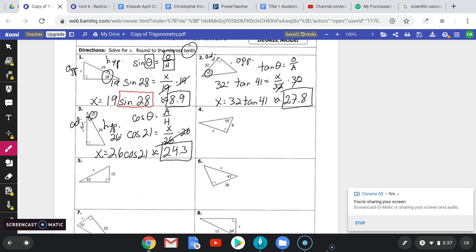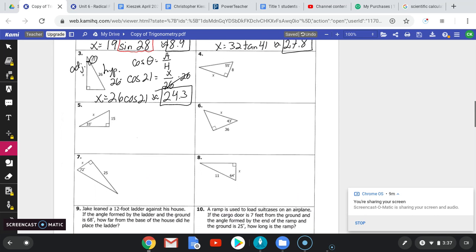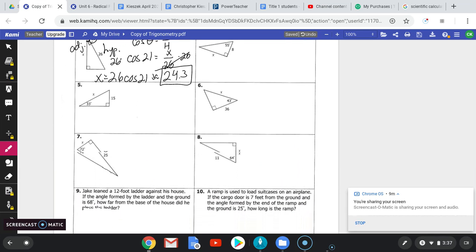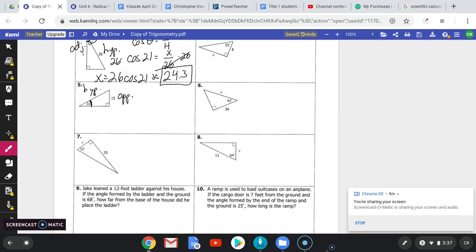So again, all I have to do is figure out the trig ratio to use given the sides and angles I have, then set up the problem, do some algebra, and plug it into the calculator. So I want to look at problem number 5. Again, in relation to this 33 degrees, what's 15 in relation to that? That's the opposite. And x is the hypotenuse. So which trig function deals with opposite and hypotenuse? You'd be correct in saying that is sine.